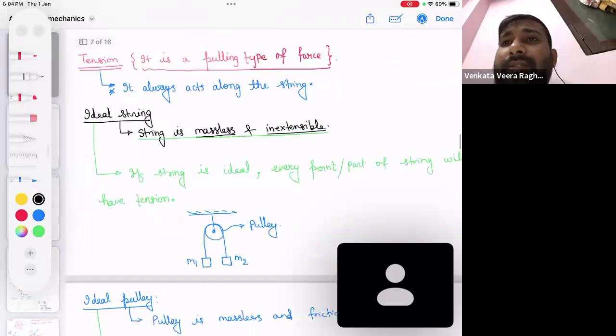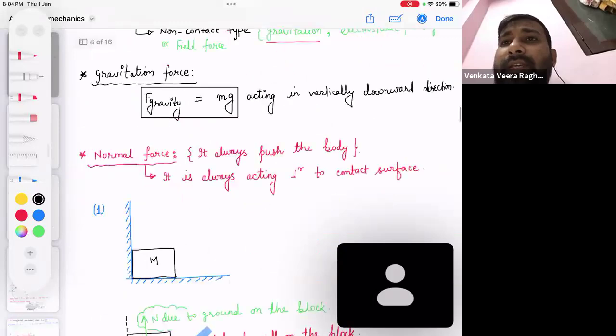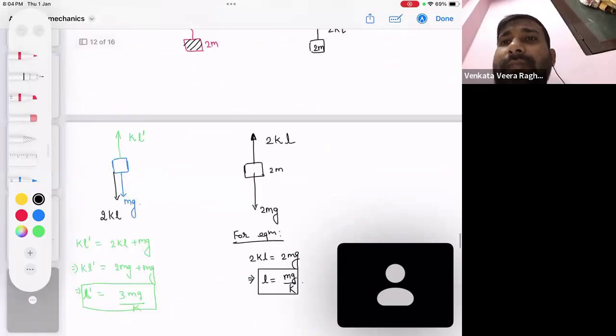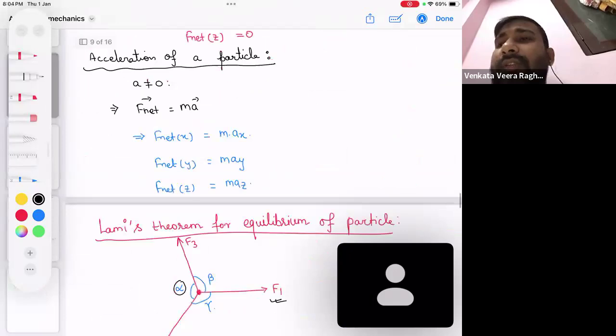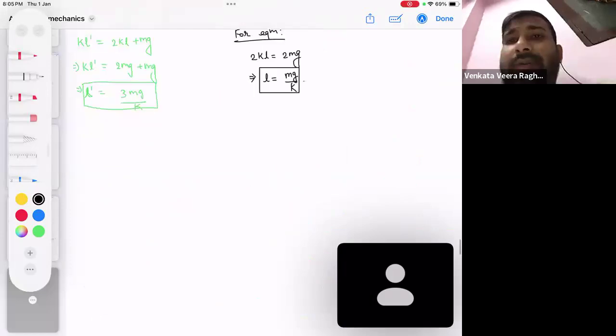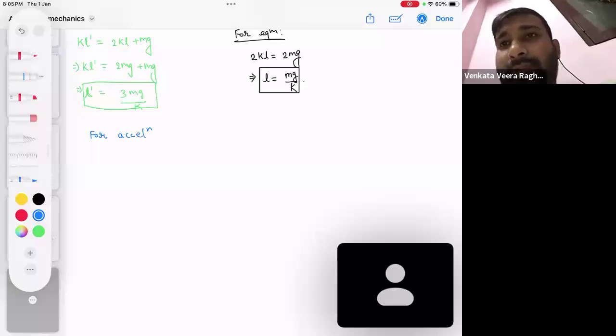Now, ideal pulley, ideal object with the help of free body diagram, we have discussed the questions. So that was for the equilibrium of the body. For equilibrium of the body, net force should be equal to what? Zero. Now let's discuss the accelerated motion. For acceleration of a particle, net force should be equal to what? It should be equal to mass into acceleration.